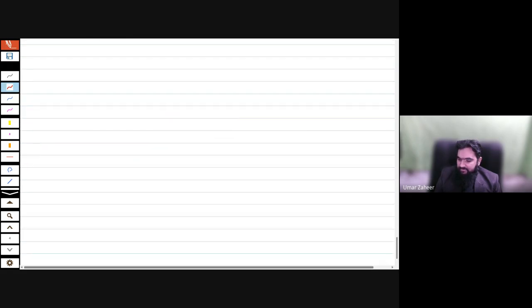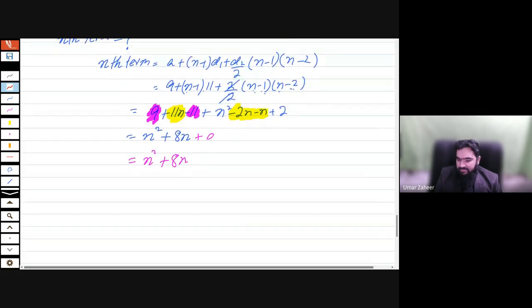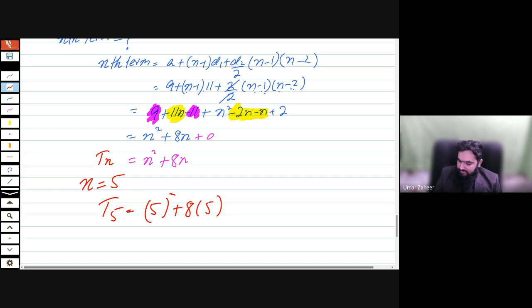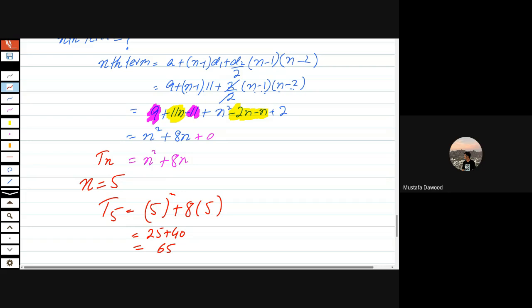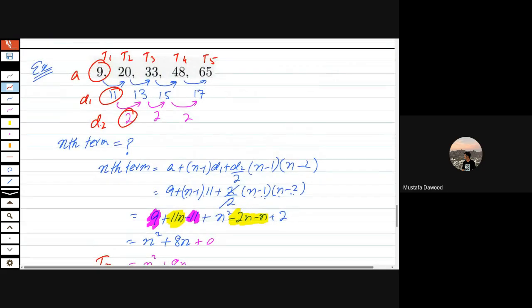Let's see how to find the fifth term and check that we are getting the same answer or not. We substitute n equal to 5. We will get T5 equal to 5 square plus 8 times 5. 5 square will be 25, plus 8 times 5 is 40. 40 plus 25, that will be 65. That is 65.